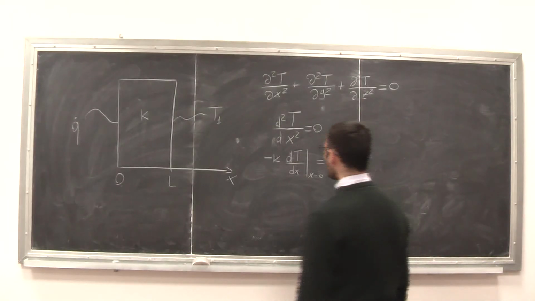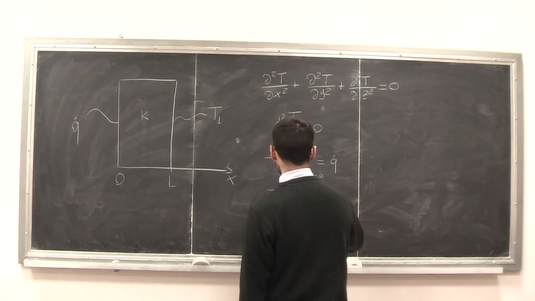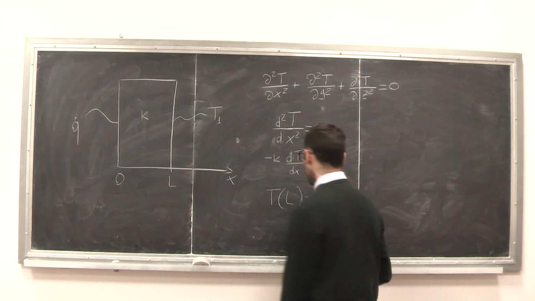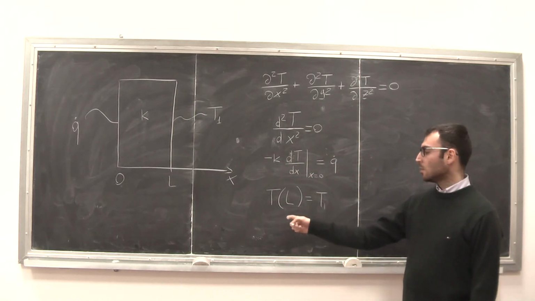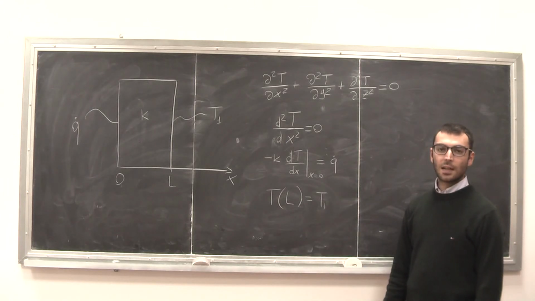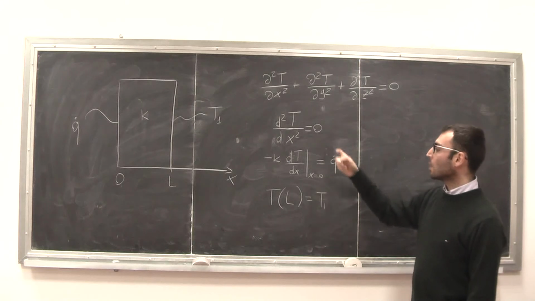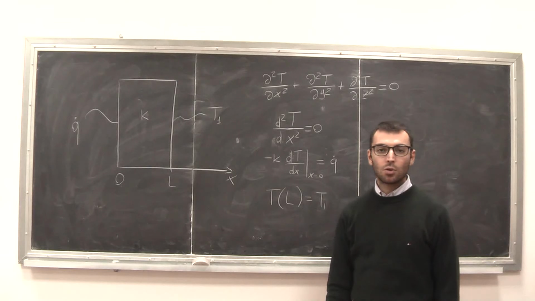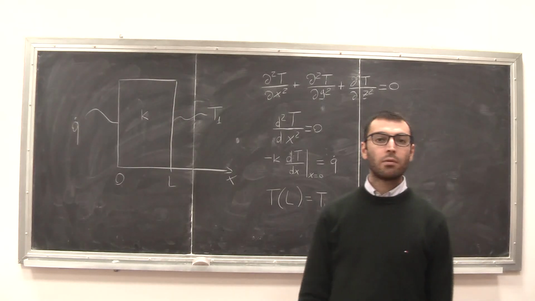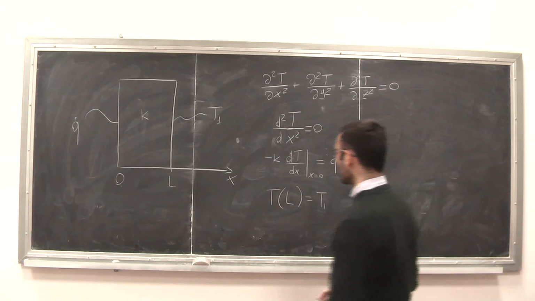The other boundary condition is on the temperature. So we have that temperature in L is equal to T1. And as you remember, this one was called a first kind boundary condition. So now we have our equation and the two boundary conditions. We are able to solve our problem and to find a particular integral of our equation.